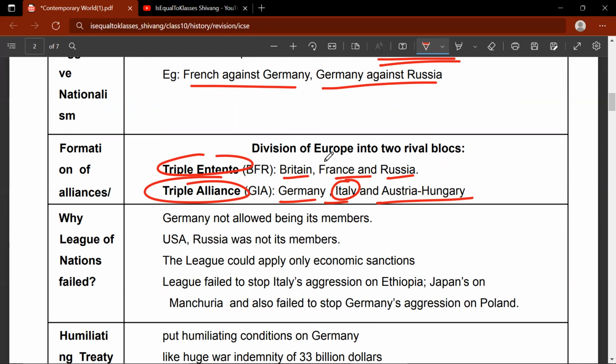Why the League of Nations failed: Germany. Okay, so after this, the Second World War starts. Germany was not allowed to be its member.